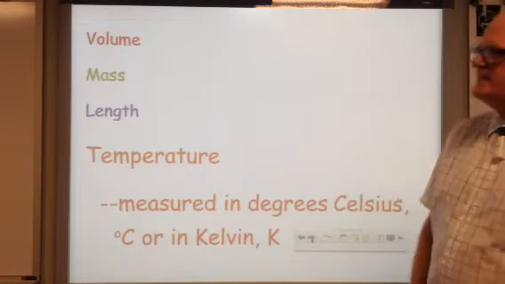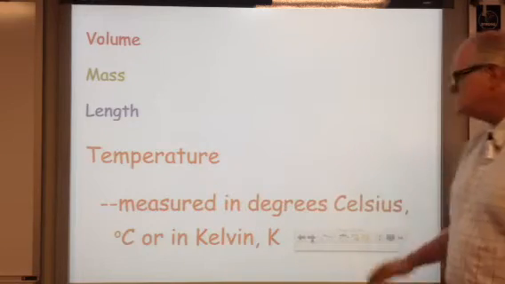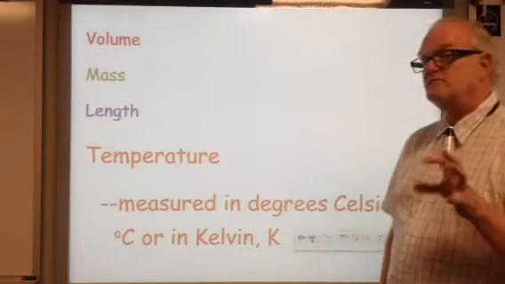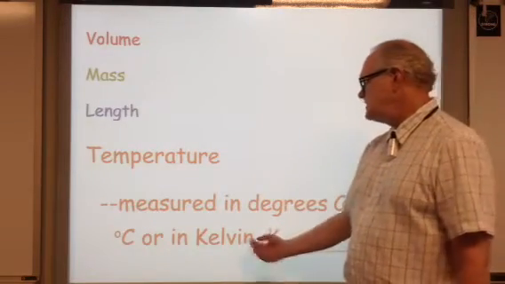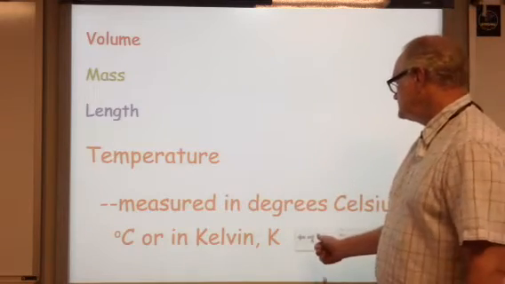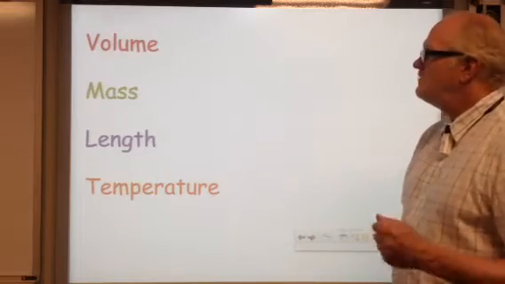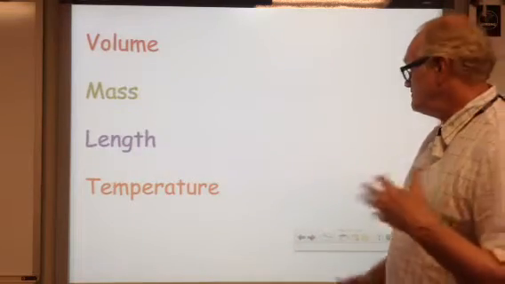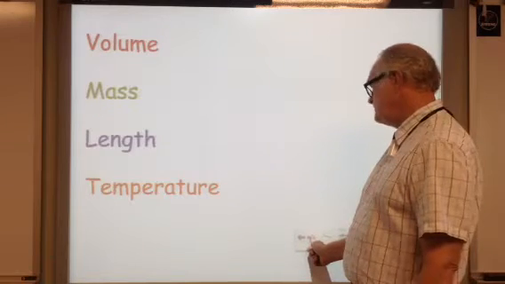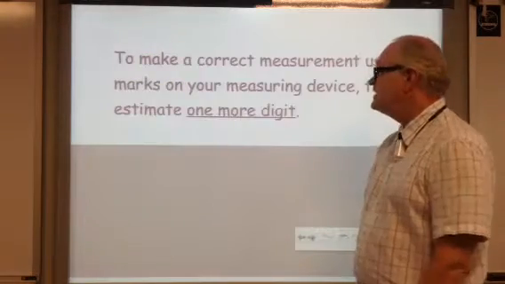Temperature. In our everyday life, we talk about degrees Fahrenheit. Here in chemistry class, it's going to be degrees Celsius. And there are times when we're going to have to convert that degrees Celsius to a temperature scale called Kelvin. We'll hear more about that later in the year. Volume, mass, length, and temperature are the four main types of measurements that we're going to be doing in chemistry class. There may be some other things, but these are the ones we're going to focus on today.